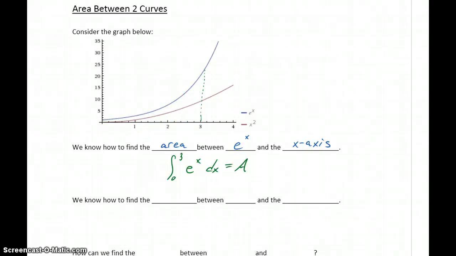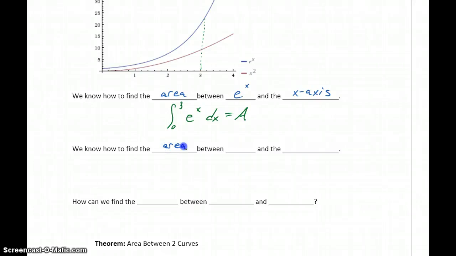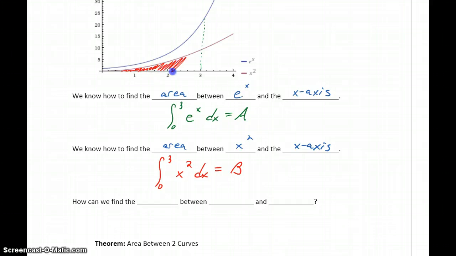So we also know how to find the area between x squared and the x-axis. And again, if we're still considering the interval from 0 to 3, this would be the integral from 0 to 3 of x squared dx. And we could call this some area B, whatever that final result ended up being. So when we calculate that, what we're finding is the area of this shaded region, again, bounded between x squared and the x-axis. So those are two types of problems that we already know how to solve.